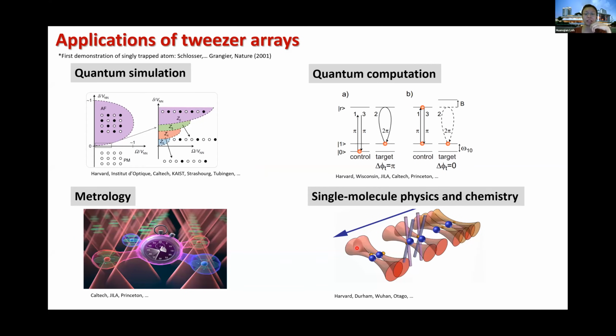And finally, tweezer arrays are quite useful for studying single molecule physics and chemistry. There are two ways that you can do this. You can either trap arrays of molecules that are already preformed, like calcium fluoride, from a buffer gas cooled cloud of molecules that's then trapped in a magneto-optical trap. Or you can tweezer trap individual atoms and then assemble them together to form ground state dipolar molecules, as I will discuss towards the very end of this talk.